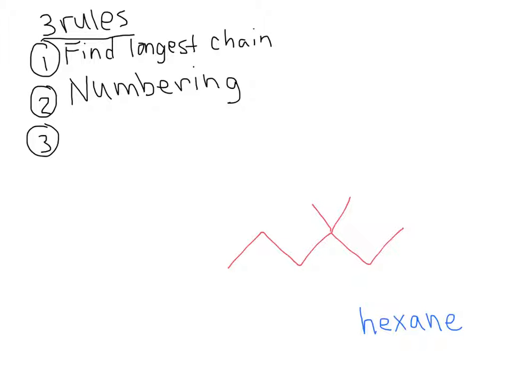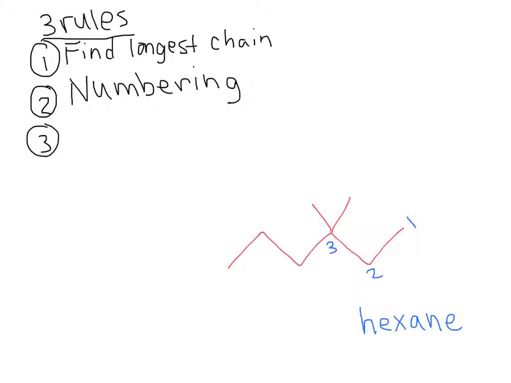So starting from the right, we can number this 1, 2, and 3. And we don't have to go any further because we can stop once we get to the carbon that has the branches coming off of it. Ultimately, you want the branches to have the lowest possible number. And that's why we started on the right side, or the side closest to the branches.